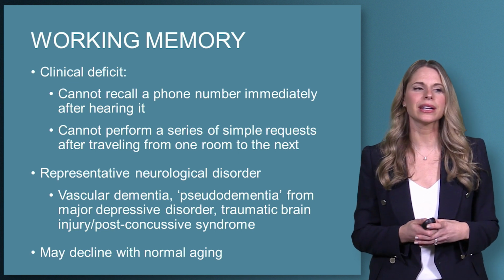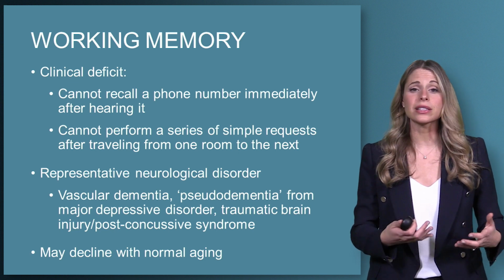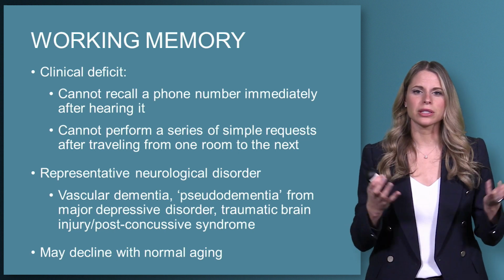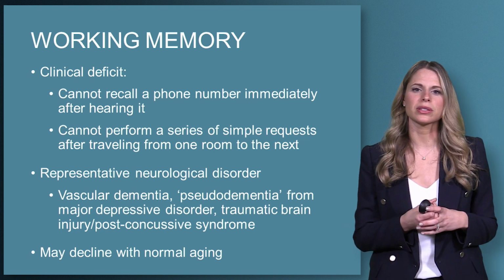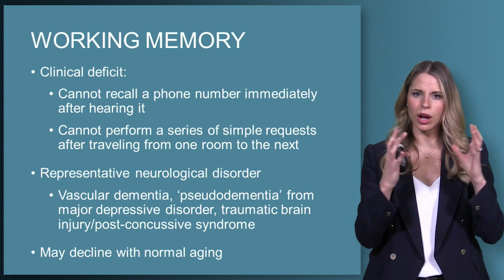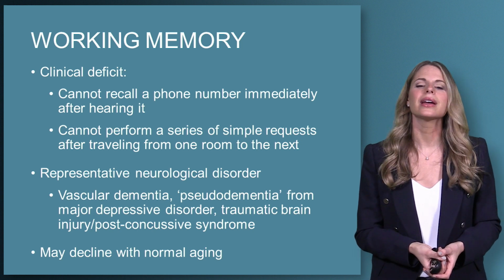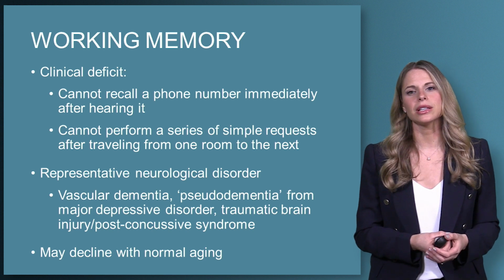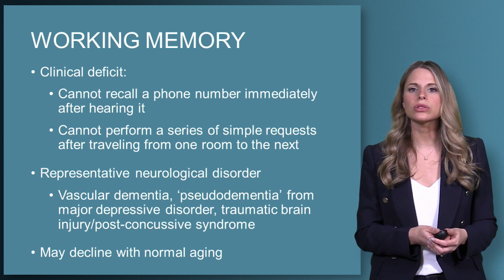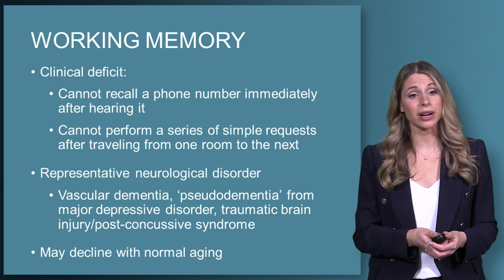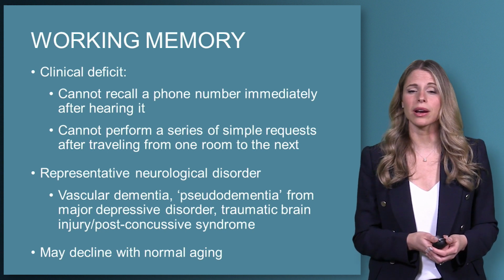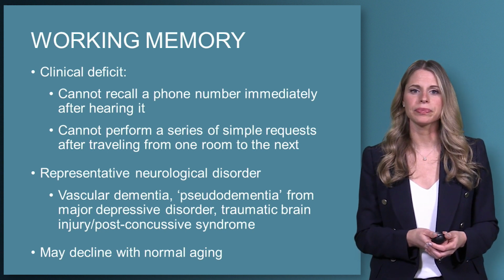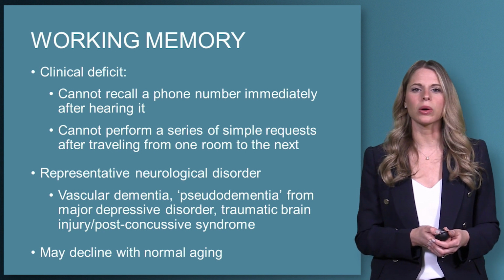In terms of representative neurological disorders, vascular dementia, due to its predominant pathology within the subcortical white matter due to lots of microangiopathic disease, can be a representative example. Similarly, pseudodementia from a major depressive disorder can look like this. Traumatic brain injury or post-concussive syndrome can also have deficits in working memory. And it may decline somewhat as well with normal aging.